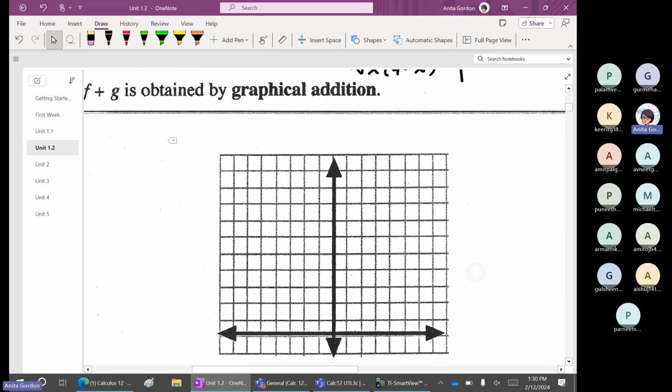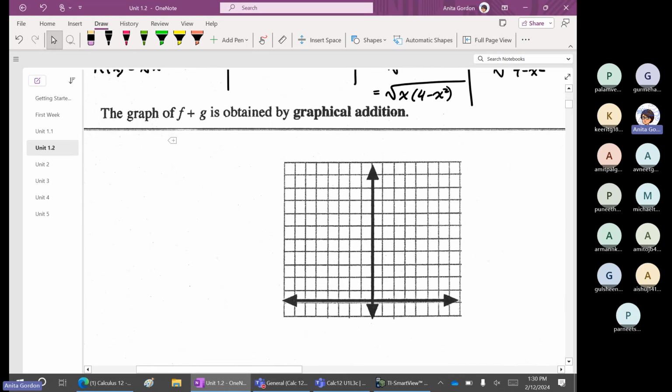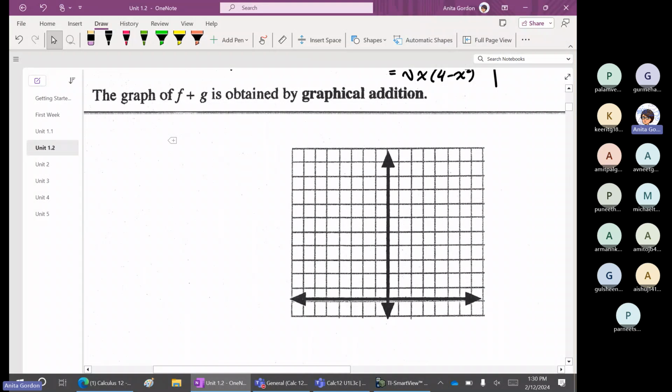All right, we can do this with the graph of f plus g. We can do this using graphical addition. So what we're going to do is graph some key points of f of x, which equals square root of x. What are some key points of a square root function? Shout them out. 1, 1, 0, 0. Give me one more. 4, 2. Okay, so that is my function there.